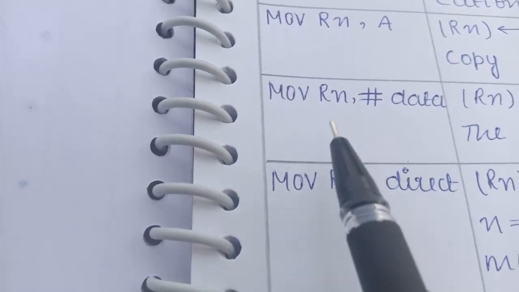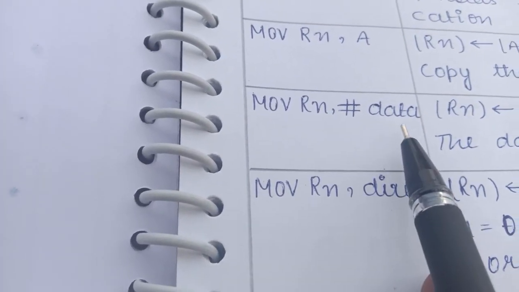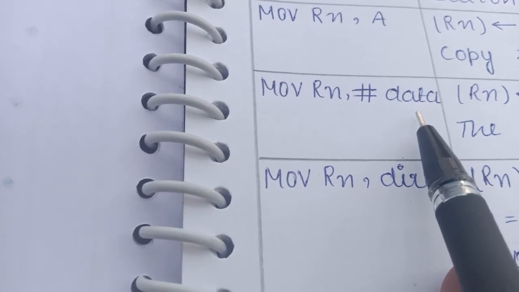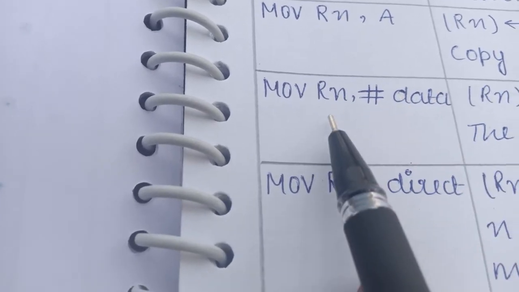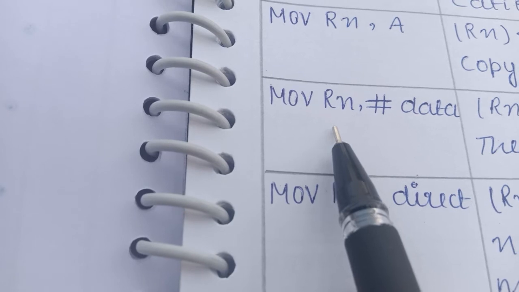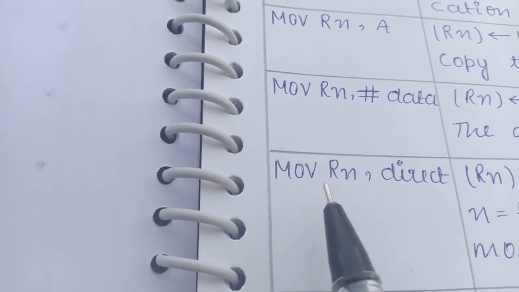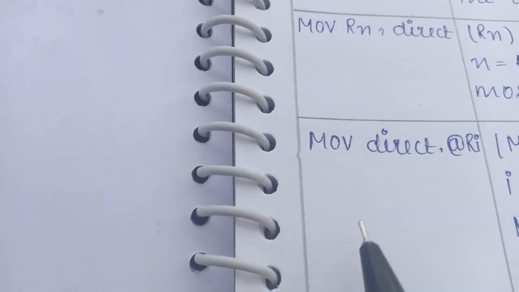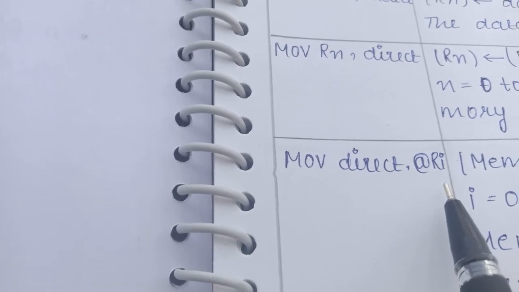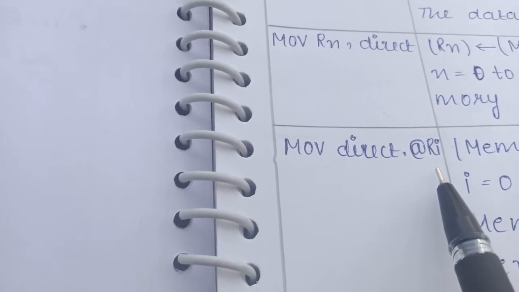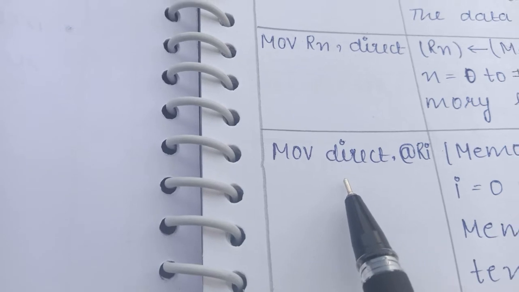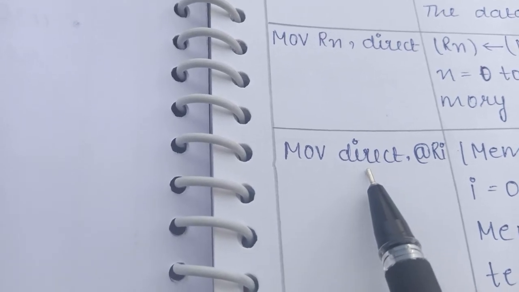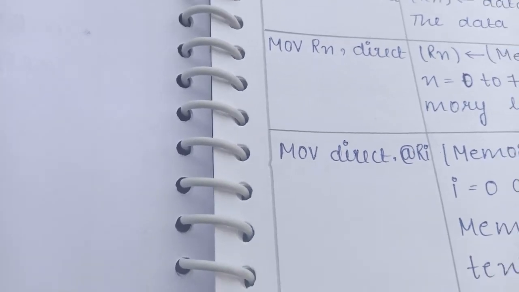And next one is MOV Rn, #data. Move the 8-bit data given in the instruction to the register Rn of a selected register bank. MOV Rn, direct means move the direct byte to register Rn of the selected register bank. MOV direct, @Ri means move the content of the RAM location addressed by Ri to the RAM location which is given in the instruction.